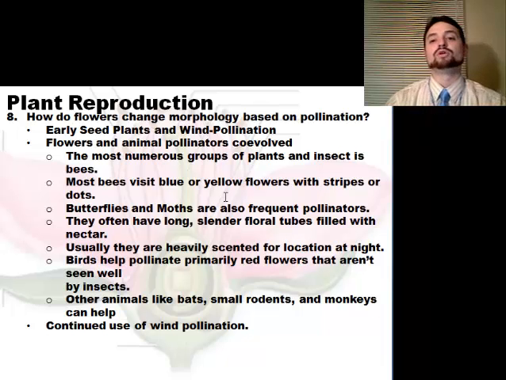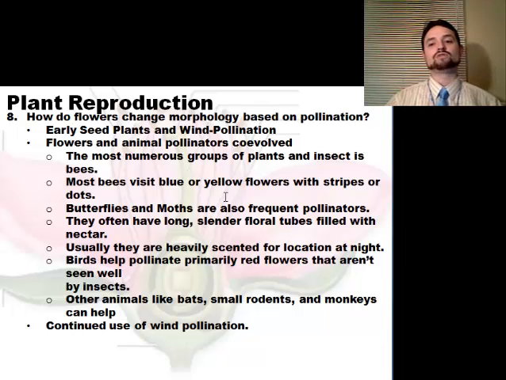Most bees visit blue or yellow flowers with stripes or dots, and that's one of the reasons why if you look at a lot of wild flowers, you end up with either yellow or blue wildflowers and flowers that have stripes and dots on them, because that attracts those bees. So over time, the flowers have adapted to what attracts the bees the most. Obviously, that would be the ones that reproduce the most. Natural selection would say they are more fit for the environment, and they would be the ones that would produce more offspring, and that is the case when you look in nature.